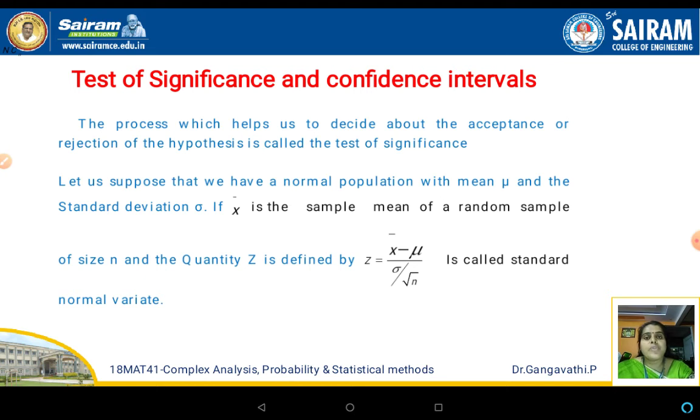When it comes to a sample, x bar is the mean and the sample size is n. Keeping this as a reference, the normal variate can be evaluated, and we get the expression z is equal to x bar minus mu divided by sigma by root n. You can also take the root n to the numerator, so you get it as x bar minus mu into root n divided by sigma.